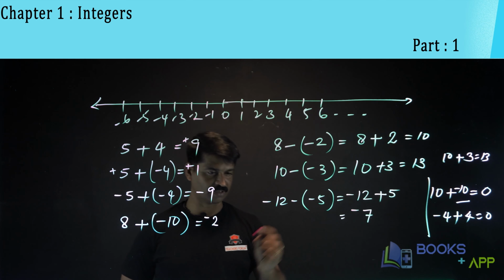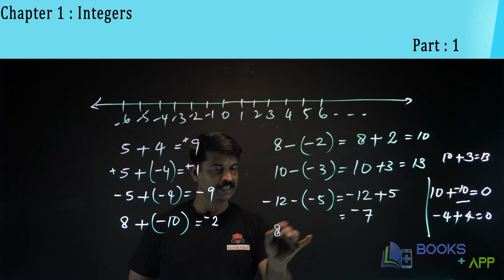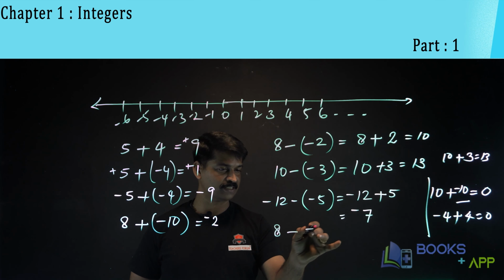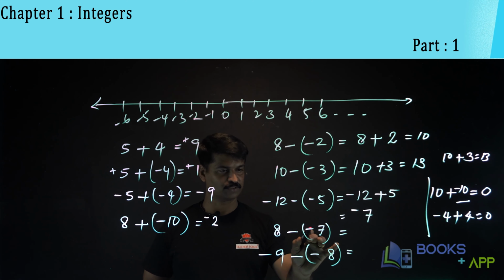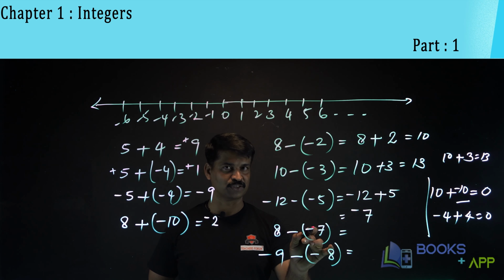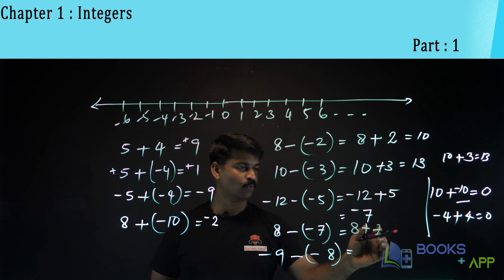One more. You do it yourself. I won't say the answer. Okay. 8 minus minus 7. What is the answer? Minus 9 minus minus 8. Tell me the answer. Minus minus comes, it becomes plus. So 8 plus 7, isn't it? It becomes 8 plus 7. What is 8 plus 7?